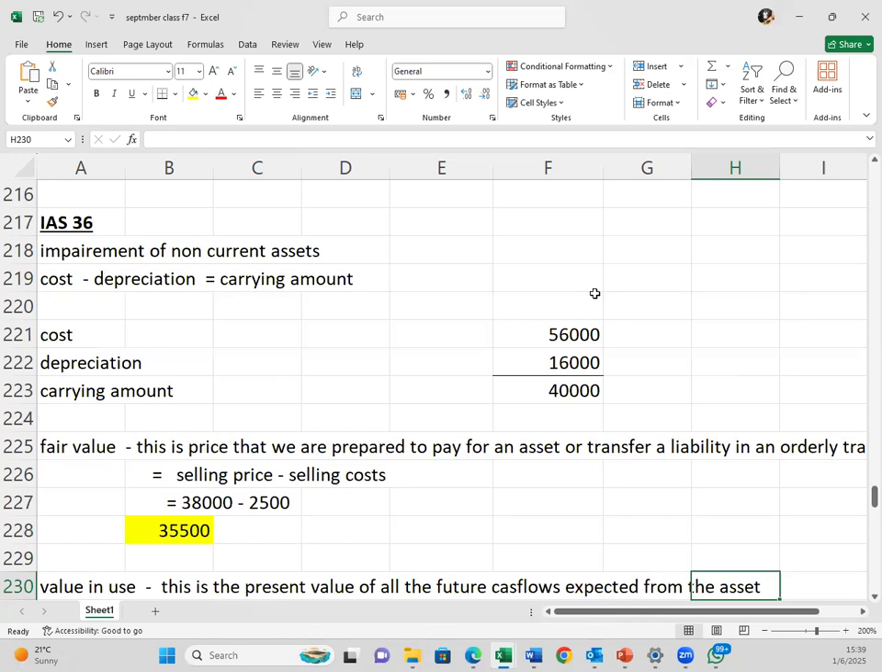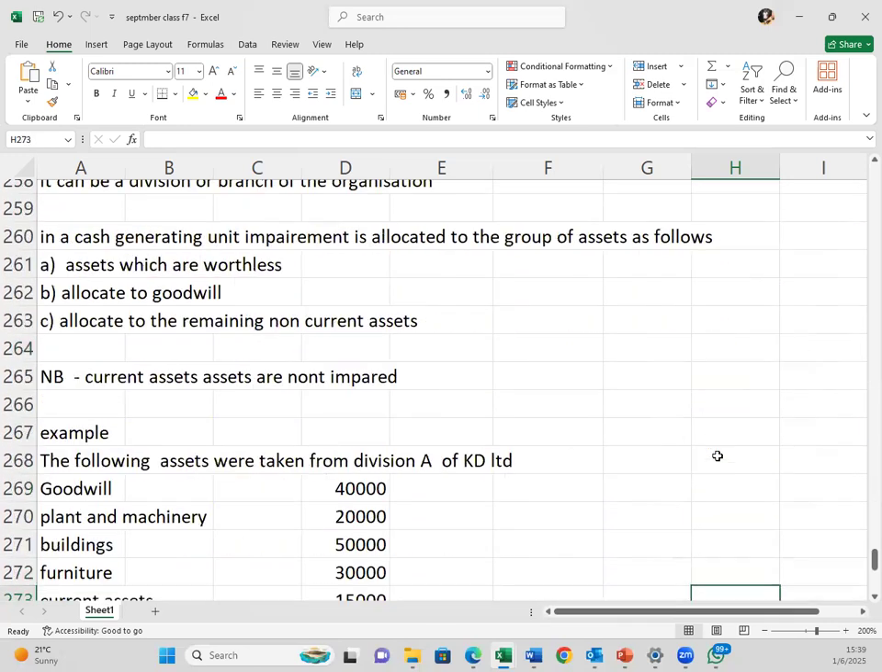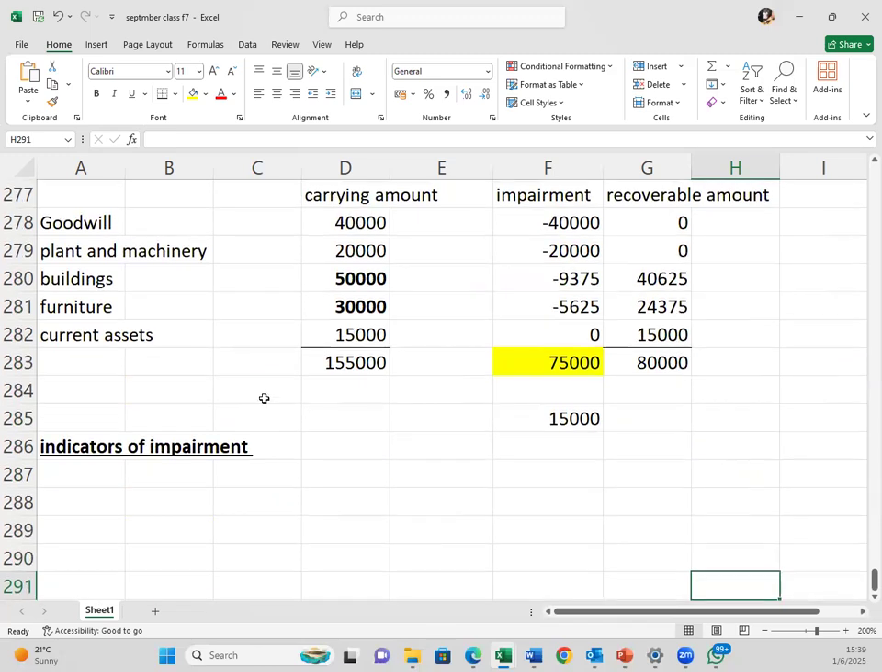So maybe we forgot to put the indicators of impairment. Let's add those, before I forget. So yes, we need the indicators of impairment. What can give rise for the organization to carry out an impairment review? Do we just decide anytime we need to conduct an impairment review? No, there are some conditions we need to take into account.